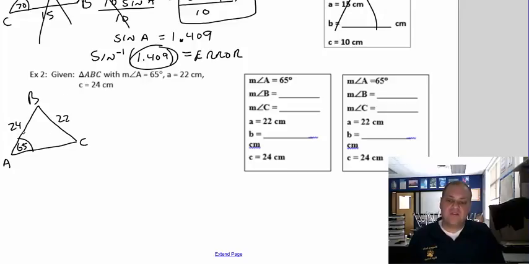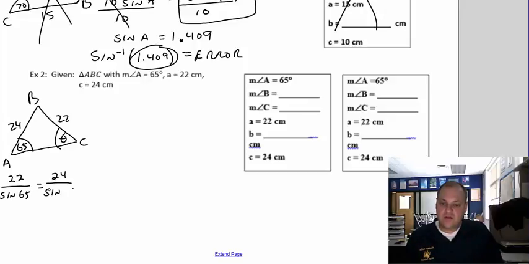So because they gave me little c, I could find angle C. That's what I'm going to search for. That's going to be my theta. I'm going to find angle C, and then we'll see what happens. So we're going to do 22 over the sine of 65 equals 24 over the sine of C. So it's 22 sine C equals 24 sine 65, and then divide by 22.